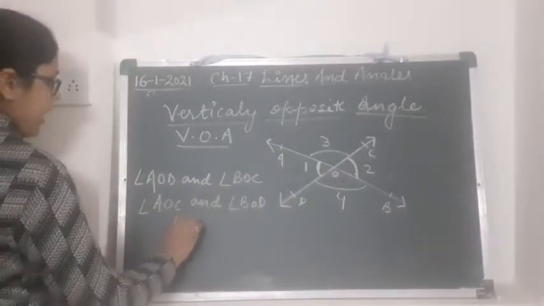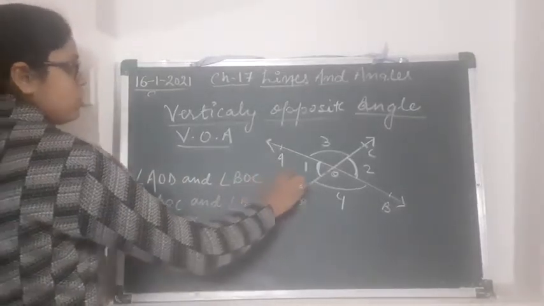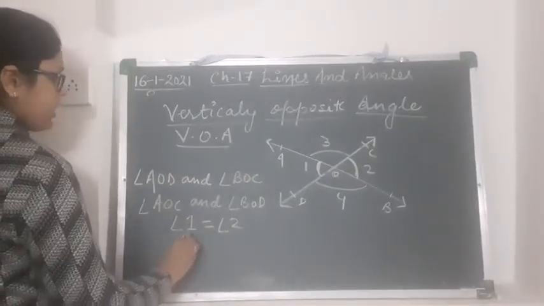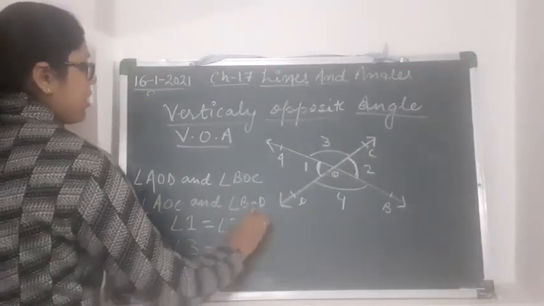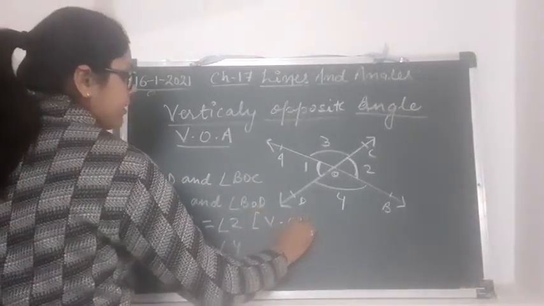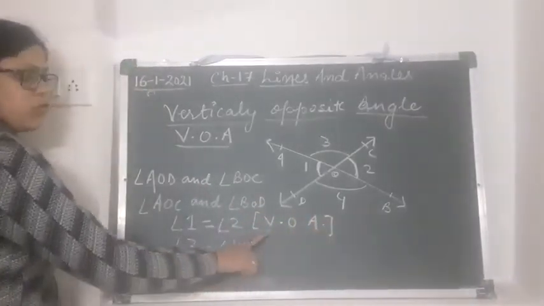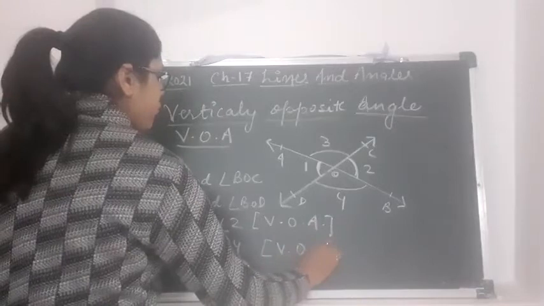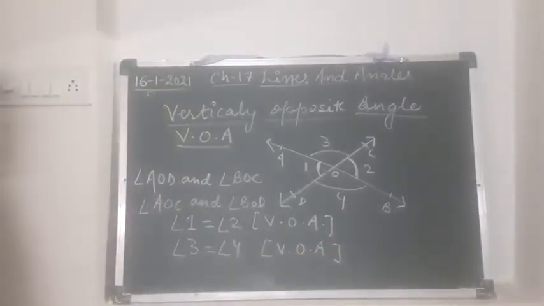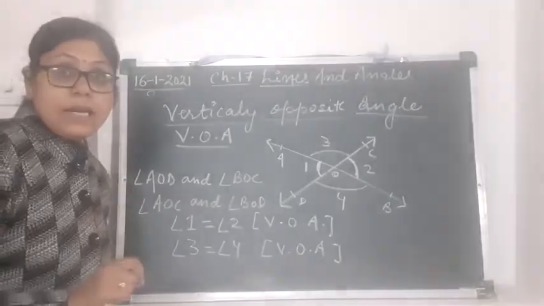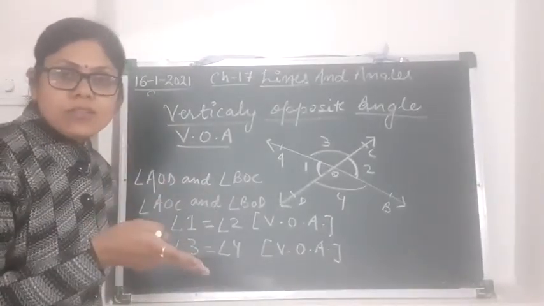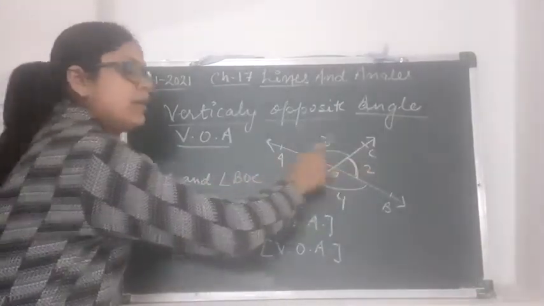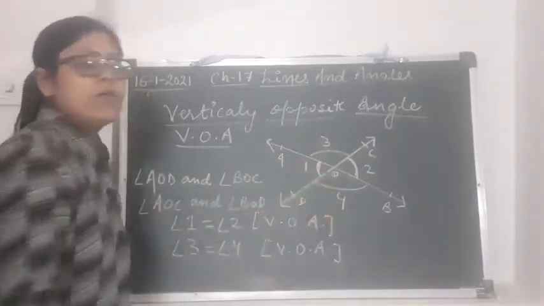You can say angle 1 will always be equal to angle 2. When opposite angles are there, they are always equal. Angle 1 is equal to angle 2, and we will write angle 3 is equal to angle 4. If you have to give a reason why you are writing this, you can write VOA. It is understood from here, it's vertically opposite angle. In layman language, two opposite angles are there, one to one vertically opposite angles.